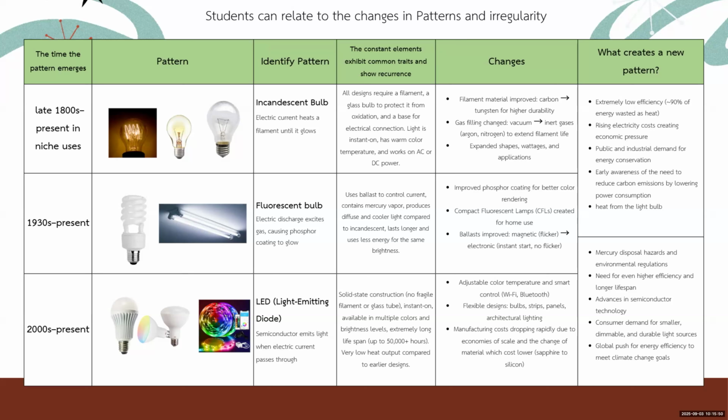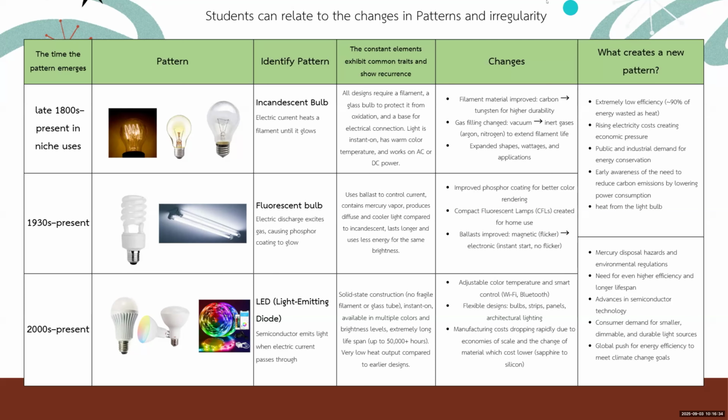Can I start? Yes, please. Okay, so hi everyone. Today I will be talking about how light bulbs have changed over time. Let's start in the late 1800s. The first pattern identified is the incandescent bulb. This kind of bulb uses the principle of letting electric current heat a filament until it glows, as you can see in the pictures. It requires a filament inside to heat up and a glass to protect it from oxidation. This bulb has only one color, a warm color like orange, because it comes from heat.